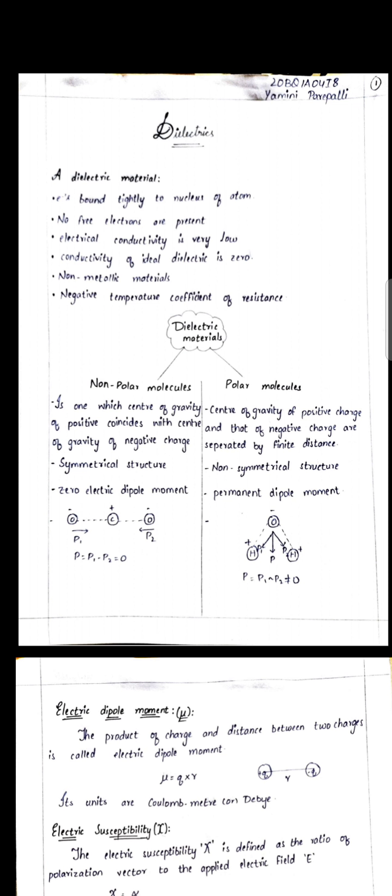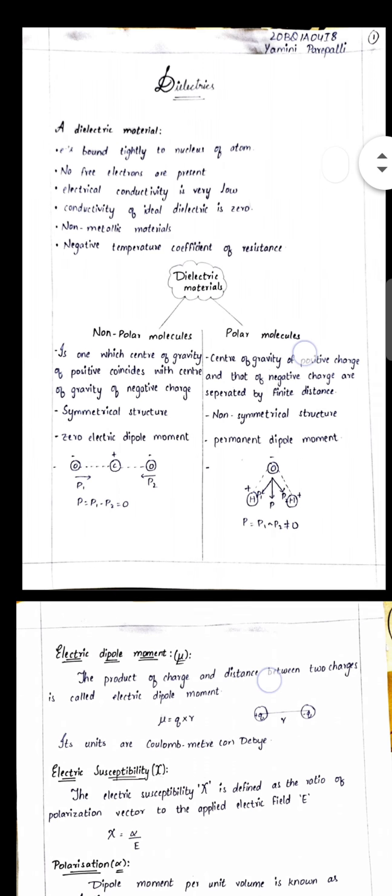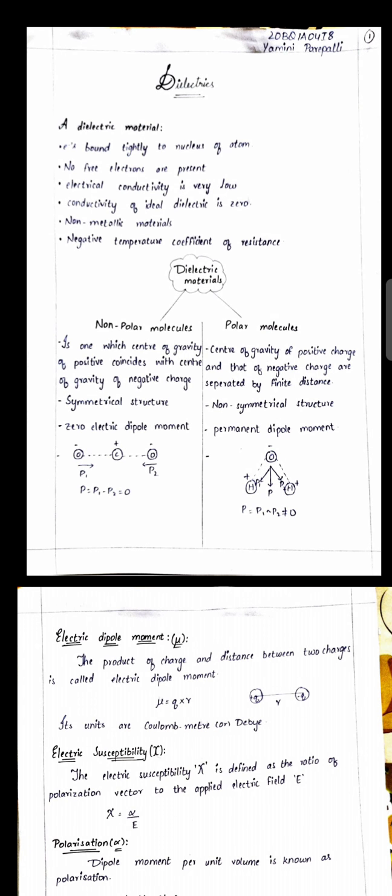Now let's see polar molecules. The center of gravity of positive charge and that of the negative charge are separated by a finite distance. This means the two centers of gravity are at some distance and are not coinciding as in non-polar molecules. Since they are not coinciding, they have a non-symmetrical structure. They have a permanent dipole moment. The dipole moment is not zero.